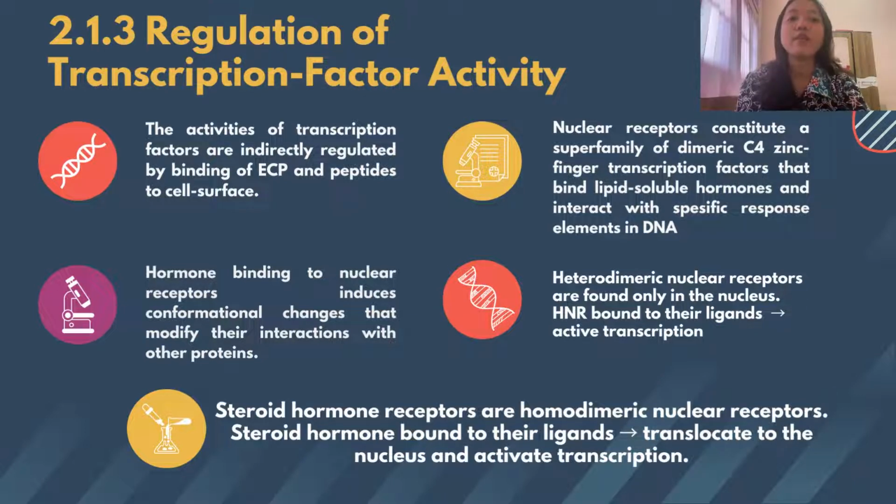In the absence of hormone, they are trapped in the cytoplasm by inhibitor proteins. When bound to their ligand, they translocate to the nucleus and activate transcription of target genes.